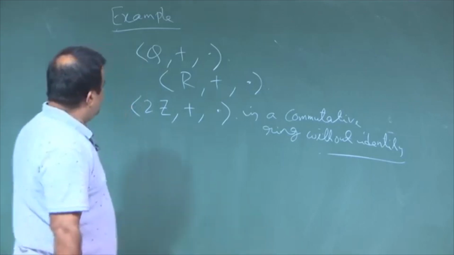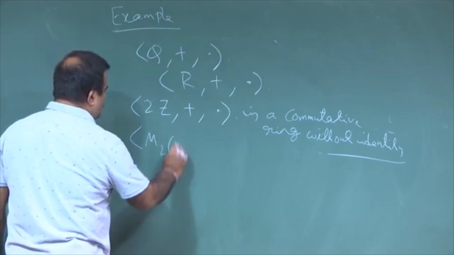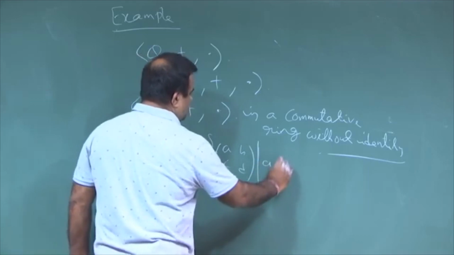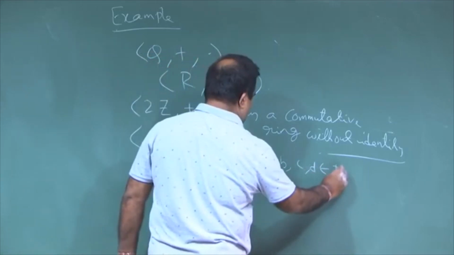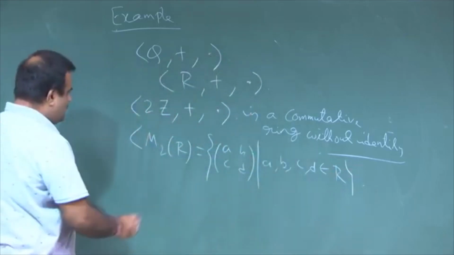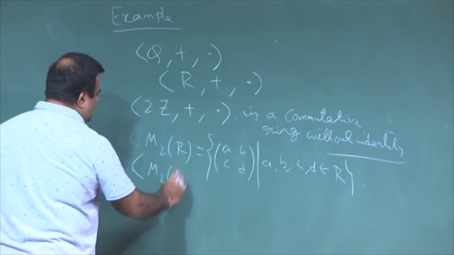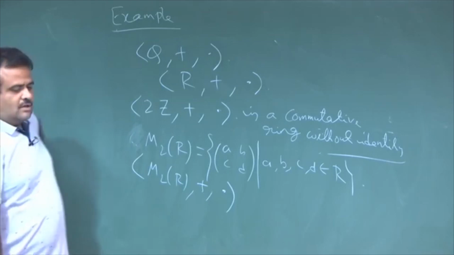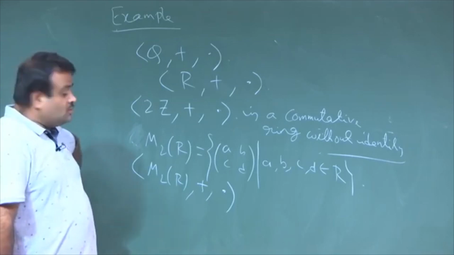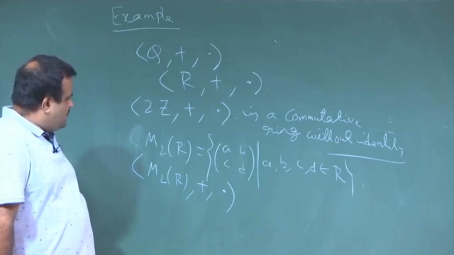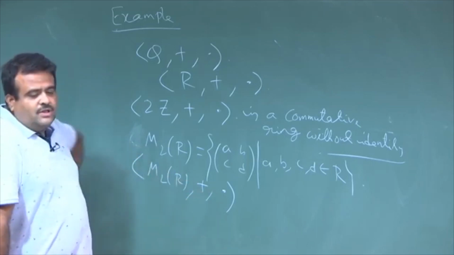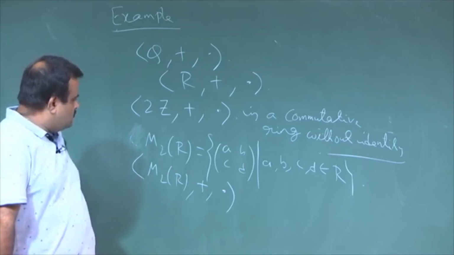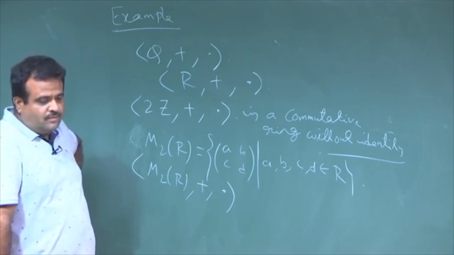Now, if you take the matrices, say M2(R), 2 by 2 matrices, so this is basically A B C D, where A, B, C, D are coming from R. Now, if you take this along with matrix addition and matrix multiplication, then this is also a ring which is not commutative, because matrix multiplication is not commutative. This is a ring with identity, because 1 0 0 1 is the identity element which belongs to this set. This is a ring with identity, but not commutative.